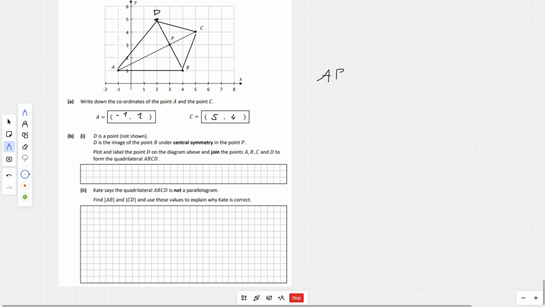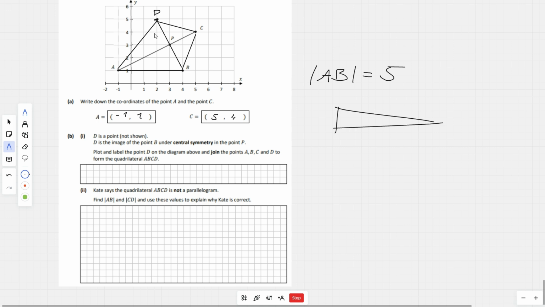The length AB. AB will be the easier of the two because it's a straight line. So the height doesn't change at all. It's literally just this distance here, from -1 to 4. So that will be a distance of 5. Now, to find the distance from C to D, we can either use the distance formula or Pythagoras' theorem. Whichever you prefer. I myself prefer to use Pythagoras' theorem, so we'll do it like this. By the way, the distance formula is Pythagoras' theorem, but we can sort of do it ourselves like this.